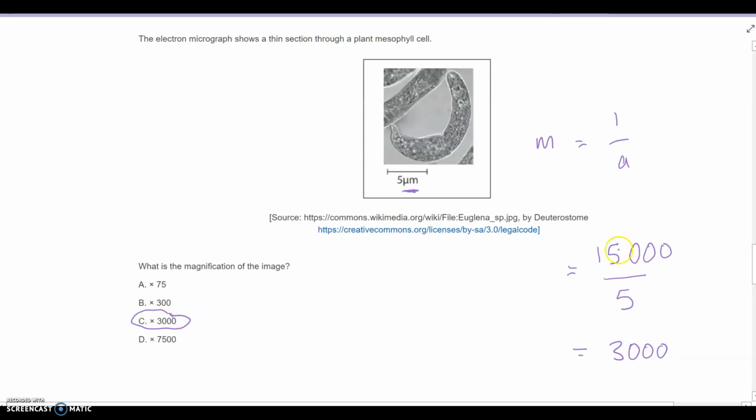Even if we'd measured that at, I don't know, 10,000, so that my answer was 2,000, that's still the closest answer. So with those ones, there's an element of approximation and just choosing the most appropriate answer.